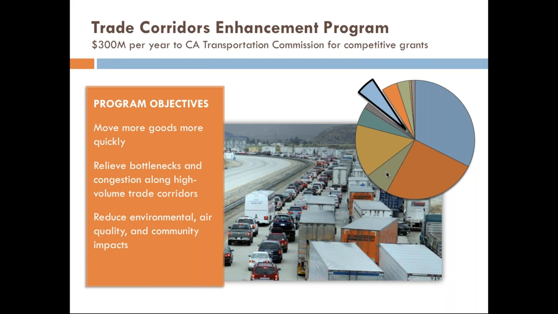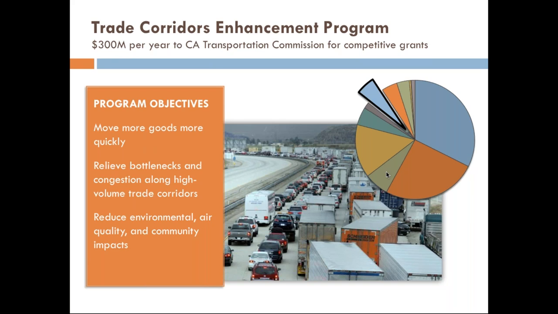So I just want to give a couple more points to help describe what this program will be for. First, to clarify, the eligible entities are both state and regional agencies. So 40% of this money is going to be for projects nominated by Caltrans or the state, and 60% is for projects that come from regional coalitions that are made up of multiple regional transportation agencies and other entities involved in goods movement, like our ports.